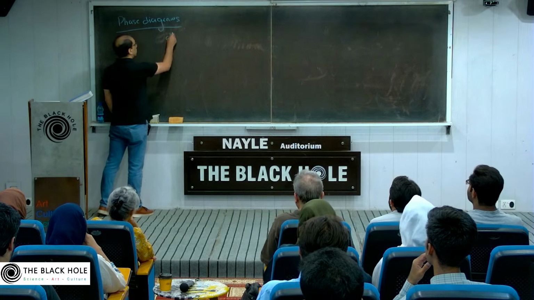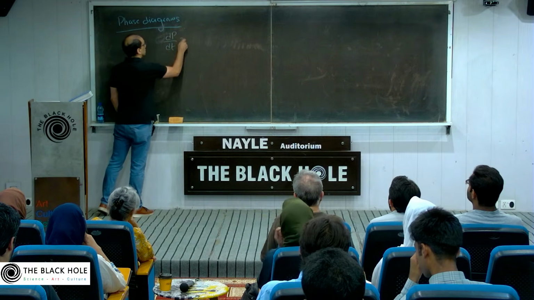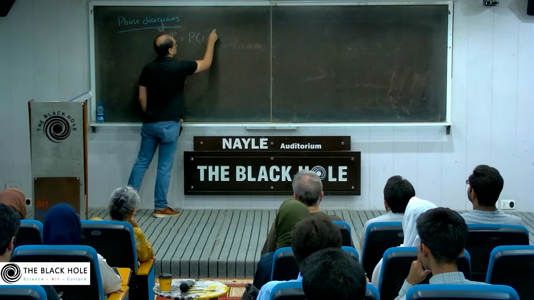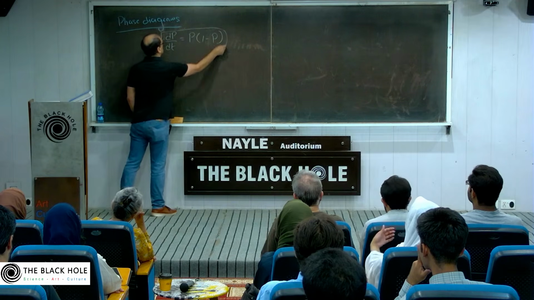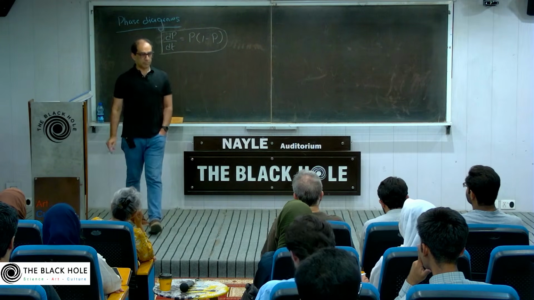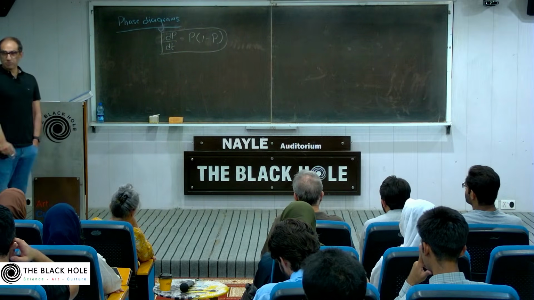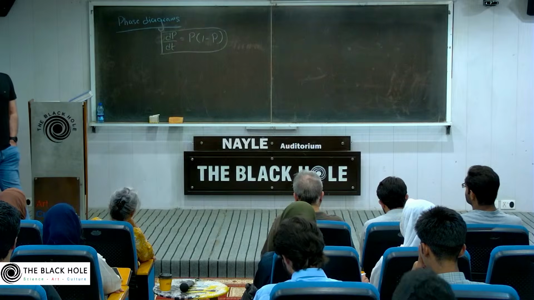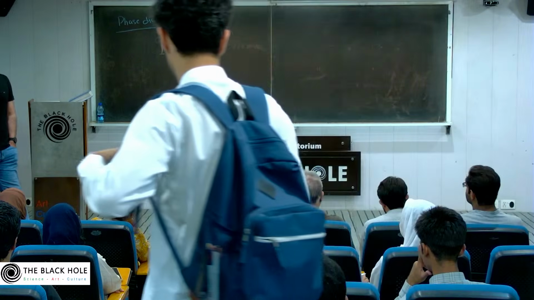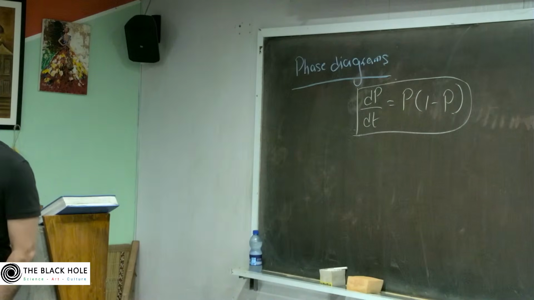So phase diagrams. Let's say I have this equation. Any initial impression about this equation? What kind of an equation is it? Of course, it's first order, but what else? Non-linear. Non-linear, because the dependent variable has power 2.